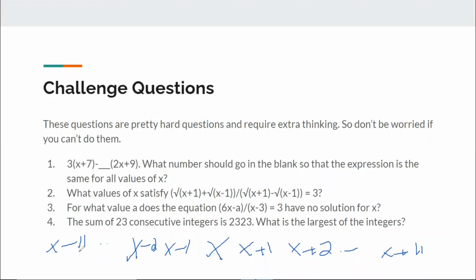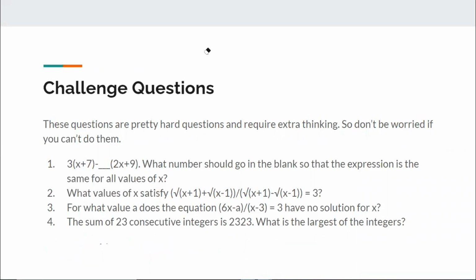Now when you sum these numbers, the good thing about this technique is the constants cancel out. The negative 11 will cancel with the plus 11. The negative 2 will cancel with the plus 2. The negative 1 will cancel with the plus 1. So when you sum them, it just becomes 23x. That's all it becomes, where x is the middle number. So you get 23x is equal to 2323. And if you do 2323 over 23, you get x is equal to 101.